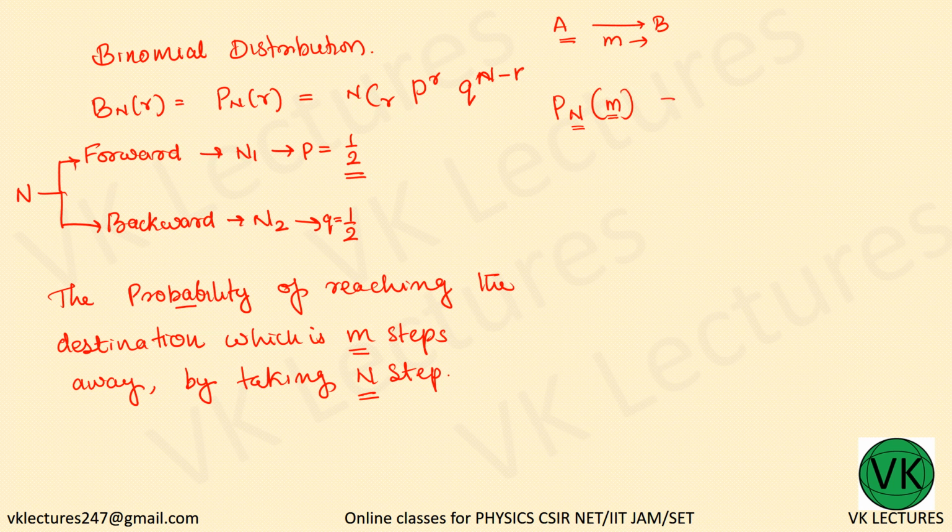Pn of m is equal to n factorial by (n plus m) by 2 factorial into (n minus m) by 2 factorial into 1 by 2 whole to the power n. So this is the probability of reaching the destination which is m steps away by taking capital N steps.